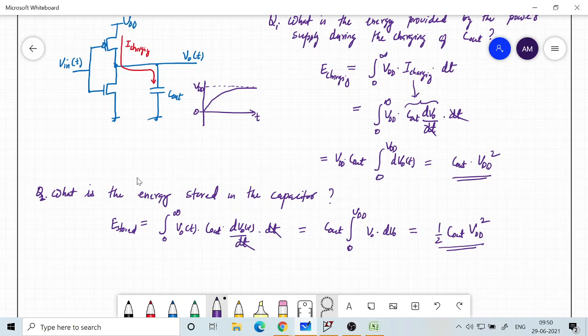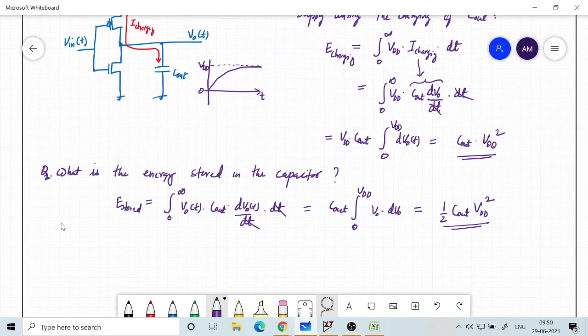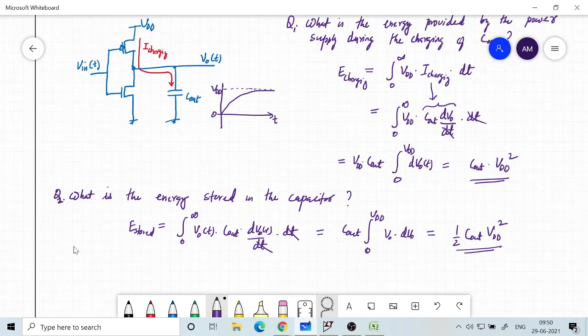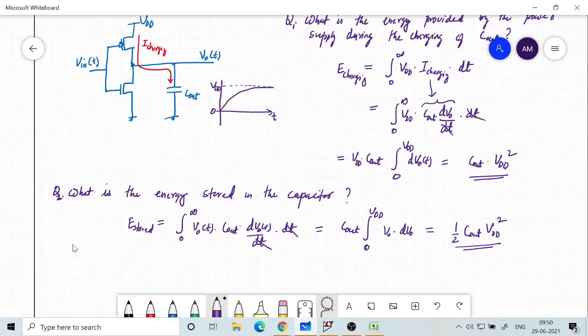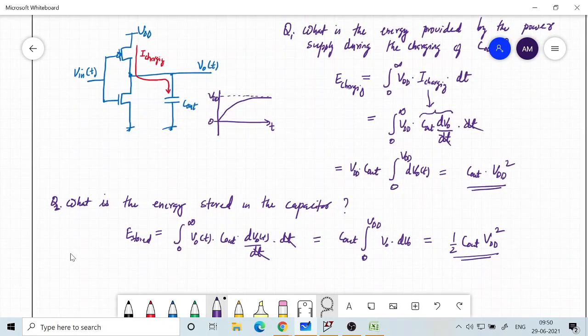So that's exactly half of the energy that is supplied. So half of the energy that is supplied by the source is getting stored in the capacitor, which means that the remaining energy is dissipated in the resistor. And the resistor here is the CMOS on resistance, RP.